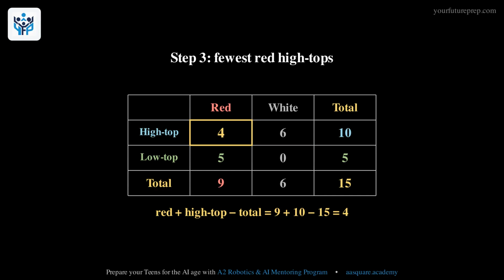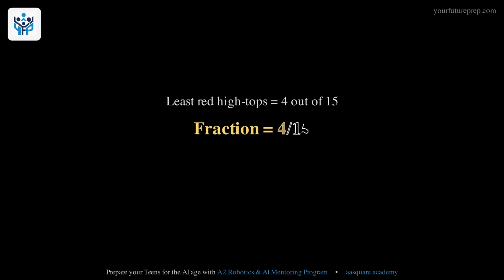In short, red plus high top minus the total is 9 plus 10 minus 15. Which equals 4. So at least 4 of the 15 pairs are red high tops. The least possible fraction is 4/15, which is answer choice C.